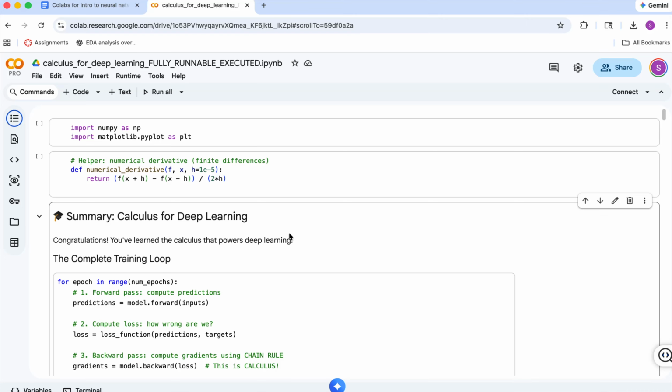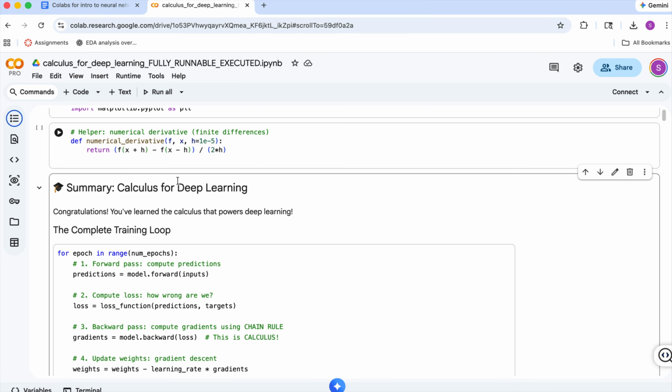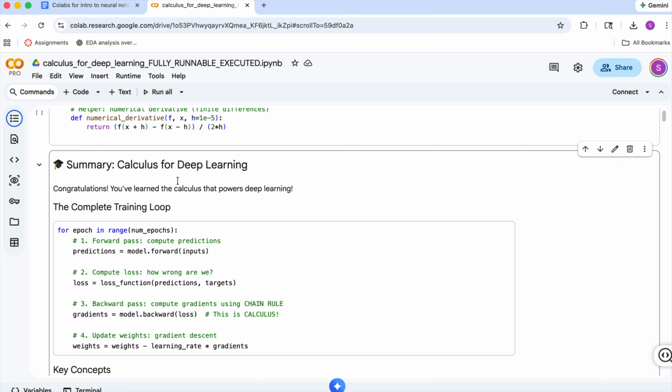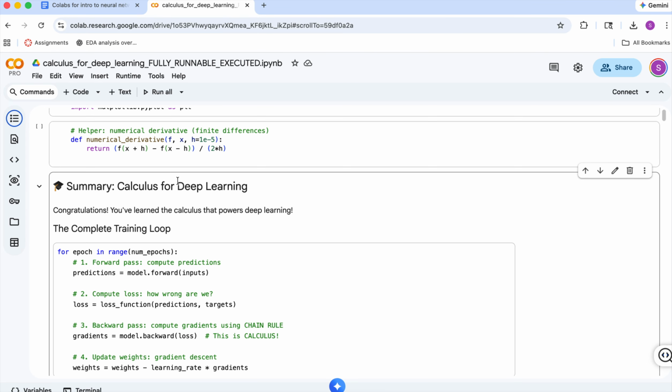Hello, in this demo, I'm going to give a quick walkthrough of the notebook Calculus for Deep Learning. In the first cell, I just import all the required libraries for the further installation. Then here I define a helper function in the next cell, called numerical derivative, that approximates the derivative of any function using the central finite difference formula.